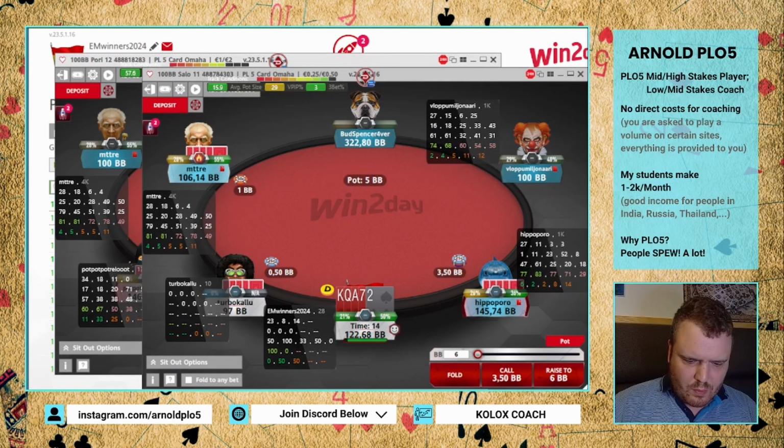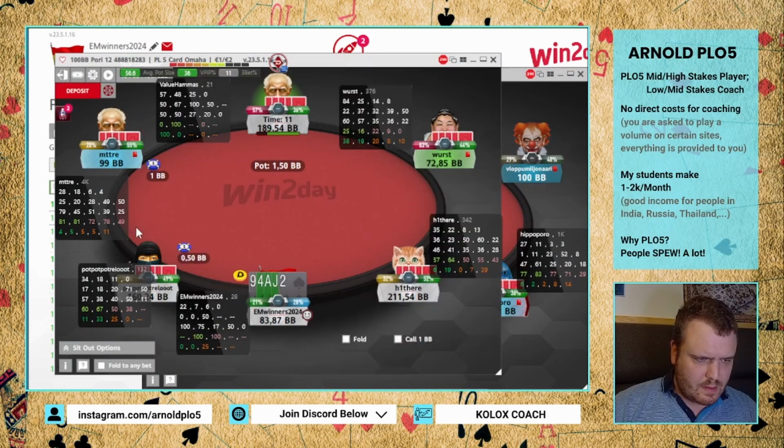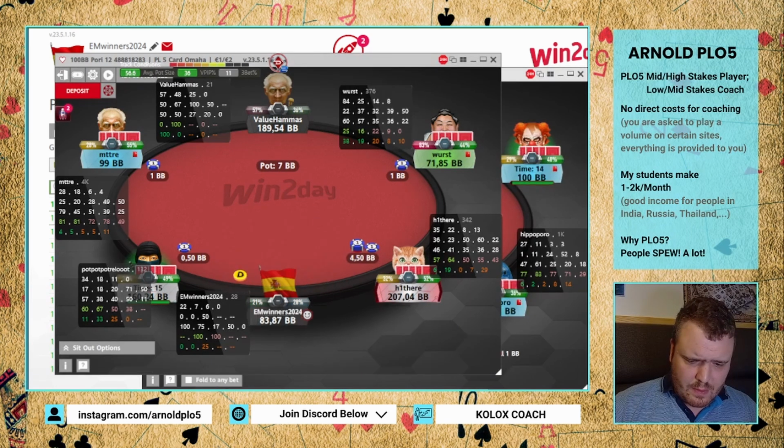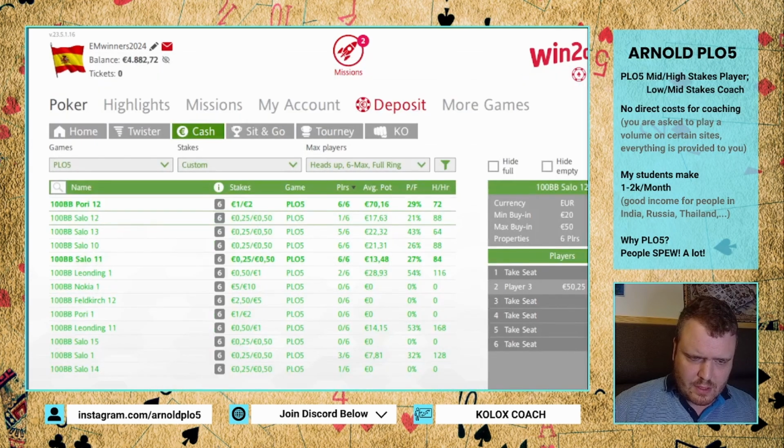I have only 2 tables open now. Can try to find a third one. Let's just fold the hands. This would probably be an open if everybody folds to me, but other than that, it's just a fold.